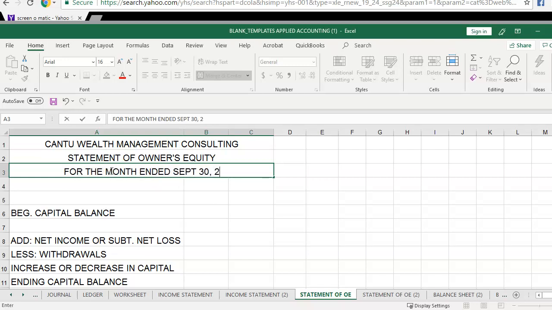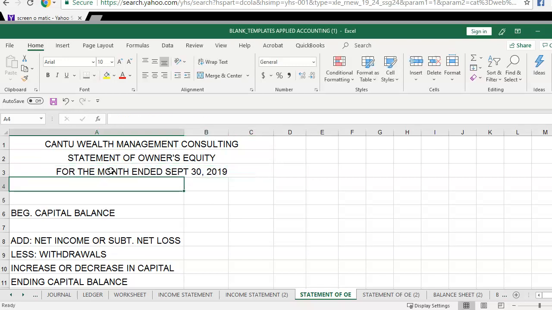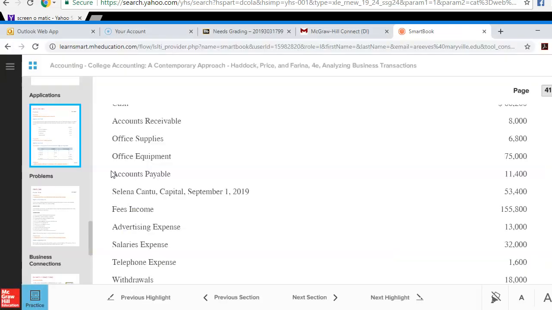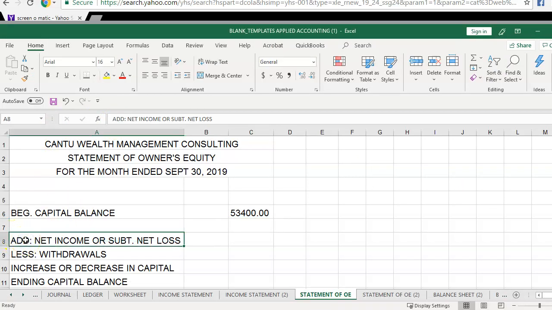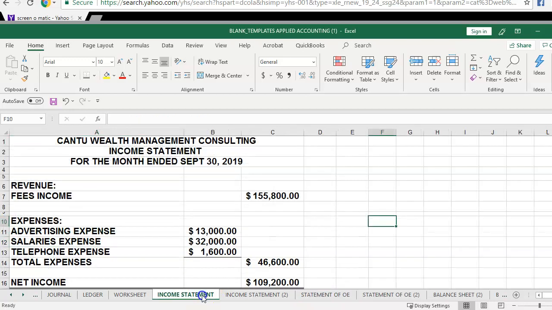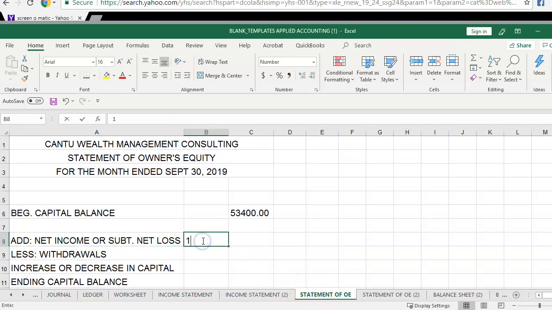September 30th of 2019. For this statement, remember your first line item is our beginning capital balance, which we see was $53,400, the owner's beginning capital balance. From the income statement, we're going to add in our net income or subtract out our net loss. Well, we had net income of $109,200, so we're going to add in net income of $109,200.